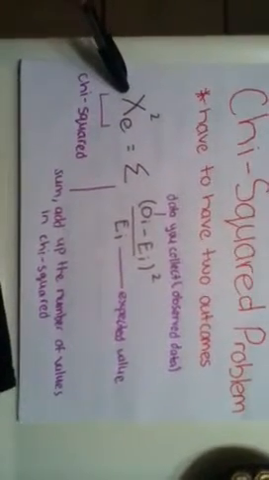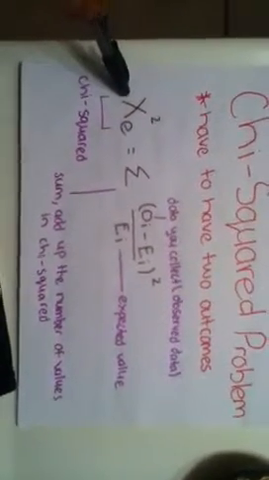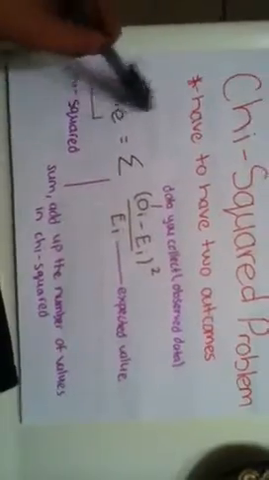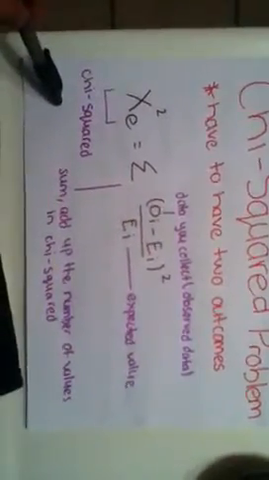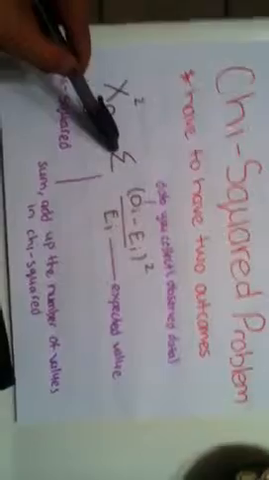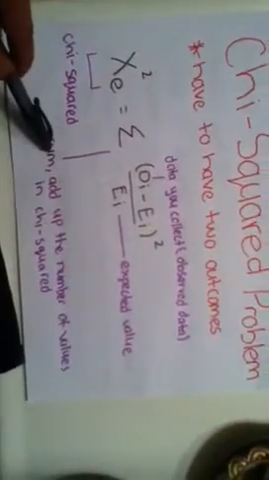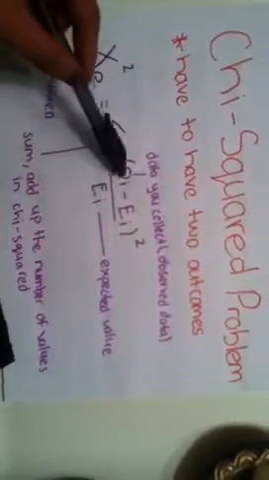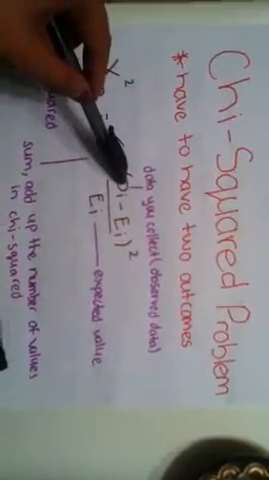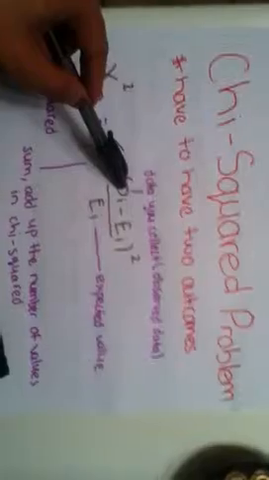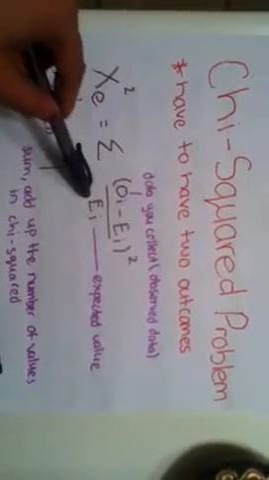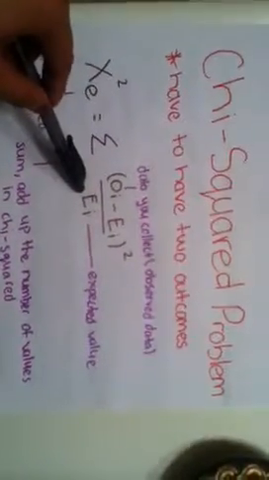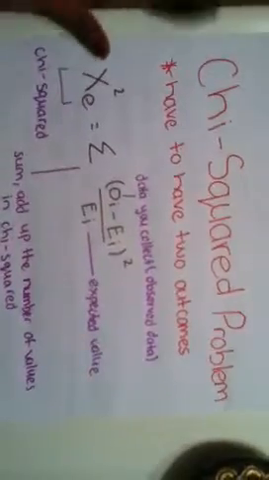Now these may look like a bunch of variables to you, but they all mean something. Xe squared stands for chi-squared. This means summation, or the sum. You're going to add up the number of values in each chi-squared problem. Oi is the data you collect, also known as your observed data. Ei is your expected value. It's what you're expected to see.